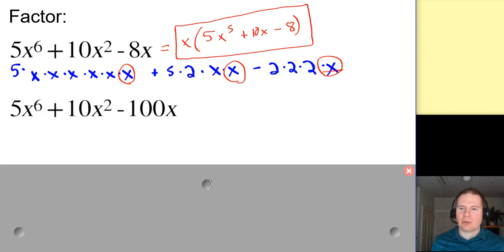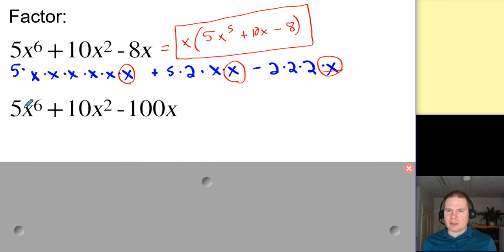Let's look at another one here. Okay, this looks pretty similar. 5x to the 6th, 10x squared, 8x is now 100x. So I saw that they had an x in common. But now 5, 10, 100. One way to deal with these common factor problems is to completely get the prime factorization of each term and look for what they have in common. That works, but just like with reducing fractions, it can be a little tedious if we already can see what the common factor is. Right? I know these all have an x in common.